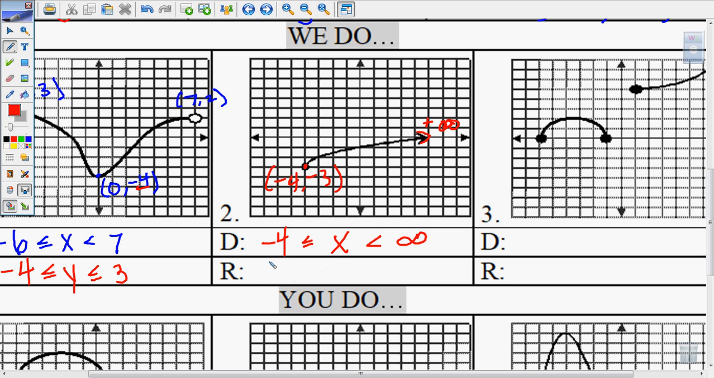Alright, my range. So range is my lowest y value to my highest. So I'm going to put my y in the middle. What's the bottom of my y? -3. Is it included or not included? Included. And then what happens as I go up? What do I approach? Infinity. It's included. The circle is closed.